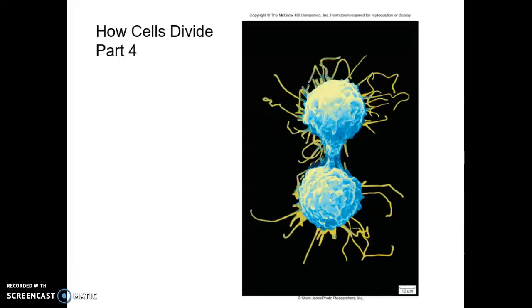So here's our fourth part in the How Cells Divide lecture. Think about what we've covered so far. Prokaryotic cells divide through the process of binary fission. So bacterial cells, archaea, simple process: one cell copies its DNA, gets divided in half, and now you have two identical, or what should be identical, cells.